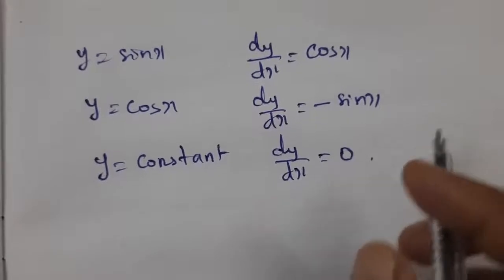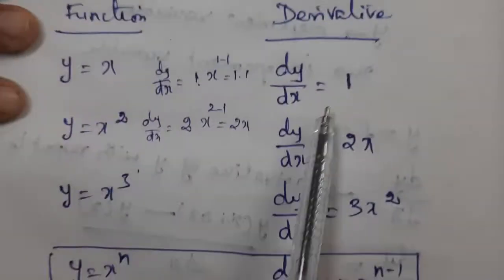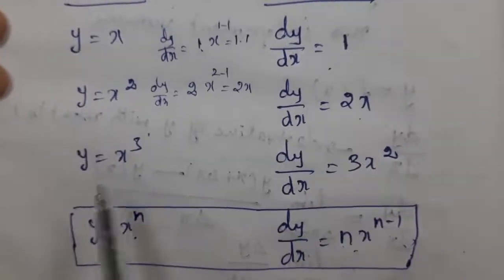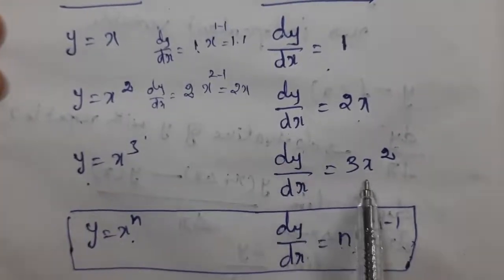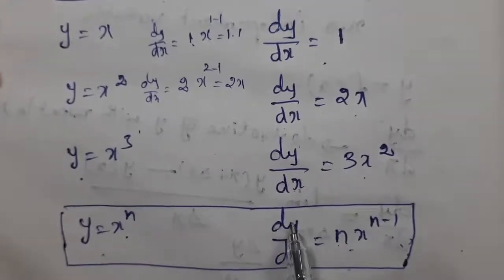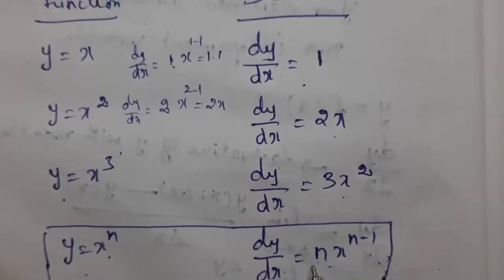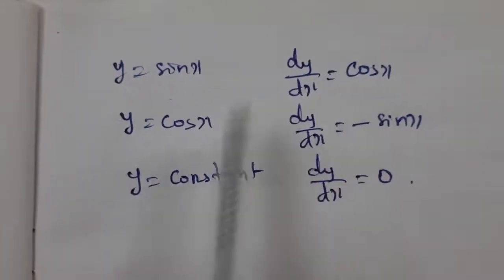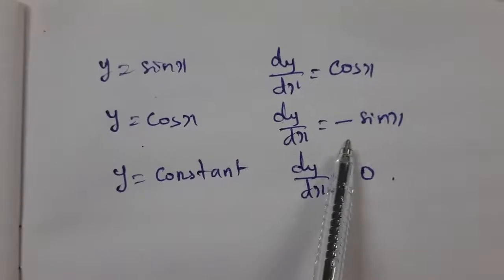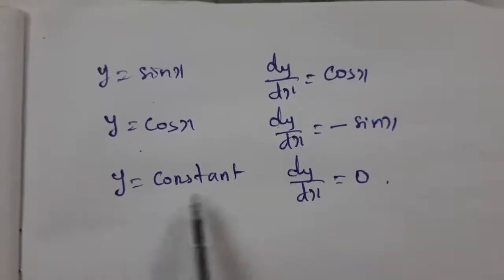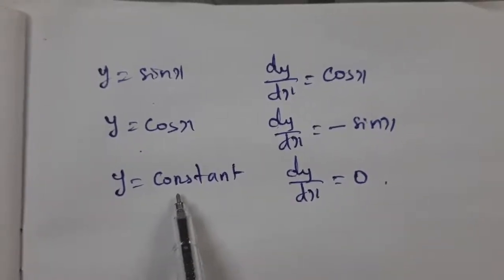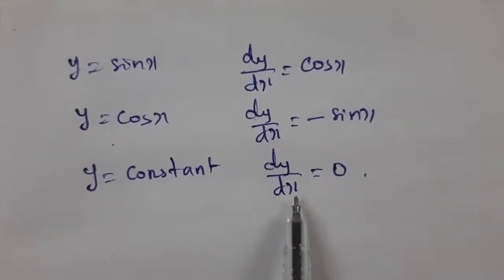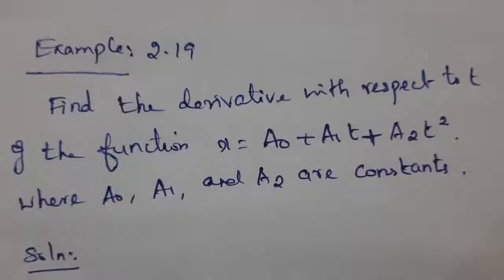Okay, let's see once again. Y equal to x, dy by dx equal to 1. Y equal to x square, dy by dx equal to 2x. Y equal to x cube, dy by dx equal to 3x square. Y equal to x power n, dy by dx equal to n into x power n minus 1. Y equal to sin x means dy by dx equal to cos x. Y equal to cos x means dy by dx equal to minus sin x. And y equal to constant. If there is any constant, there is no change. We know that. There is no variation. So derivative dy by dx is equal to 0.